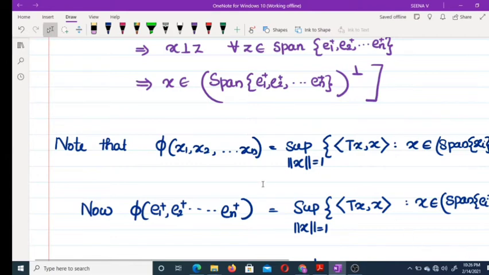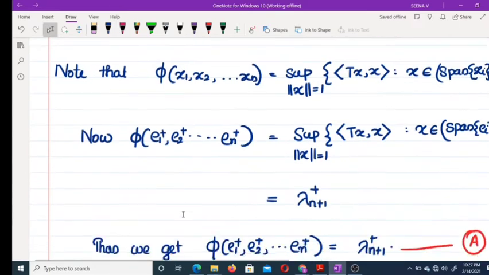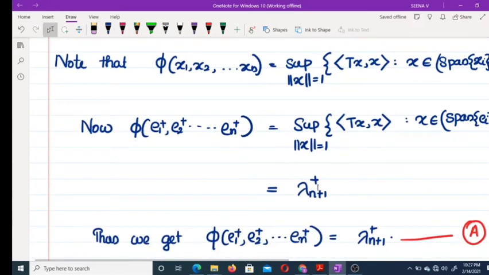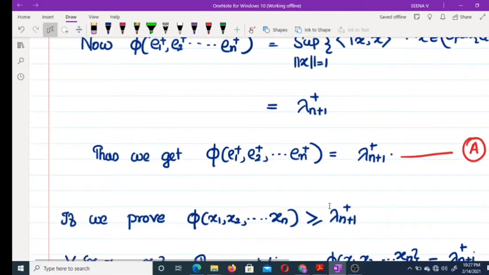So what is this actually? This is actually phi of e1 plus, e2 plus, etc., en plus. Just look at this. Phi of e1 plus, e2 plus, etc., en plus is equal to the supremum over norm of x equal to 1 of the inner product Tx, x such that x belongs to the perp of the span of e_i plus, i varying from 1 to n. Therefore, we get phi of e1 plus, e2 plus, etc., en plus is equal to lambda n plus 1 plus.